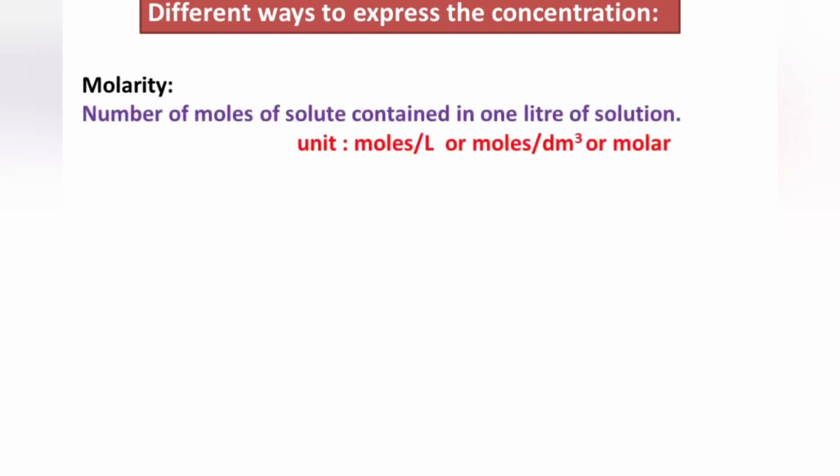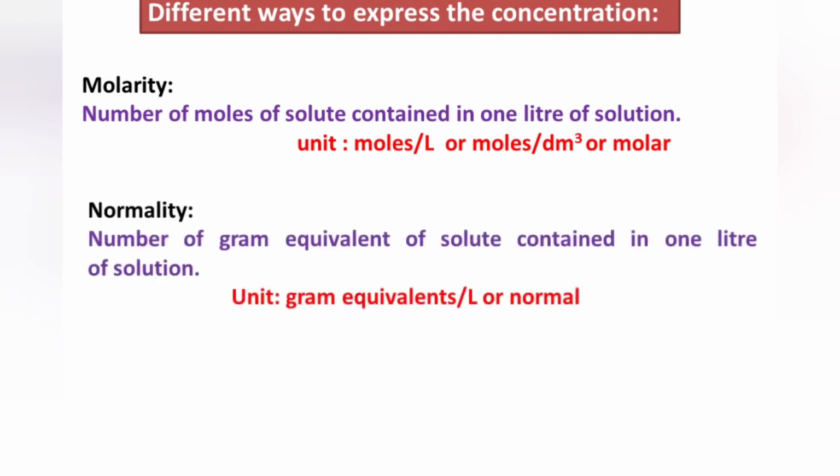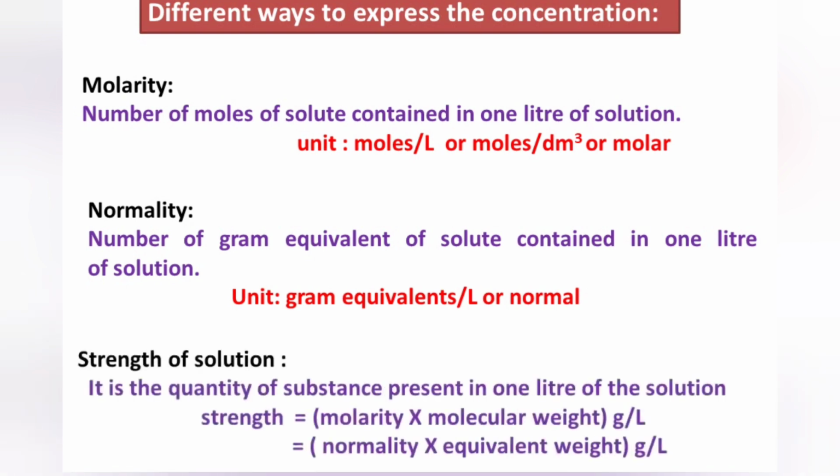Let's look at some concentration terms. The first one we're looking at today is molarity. Molarity is defined as the number of moles of solute present in 1 dm cube, okay? The unit is mole per dm cube. Then you have normality, which is the number of gram equivalents in 1 liter or dm cube of a solution, also expressed in gram per dm cube.